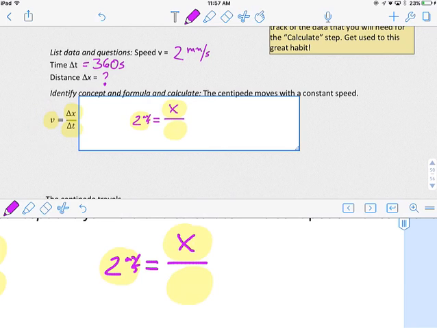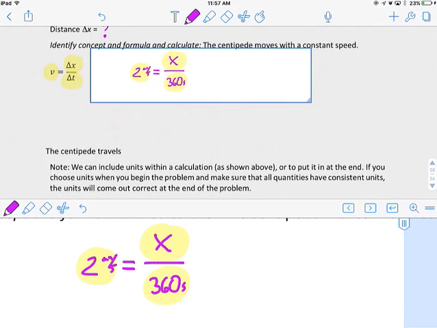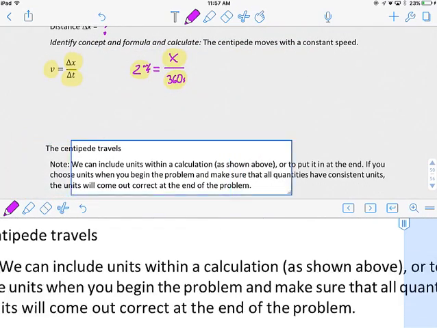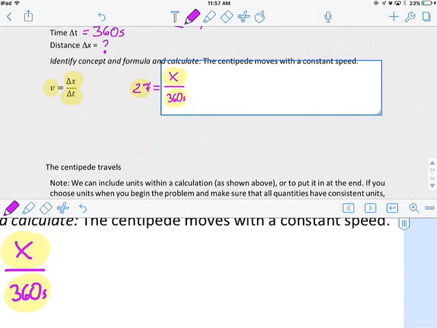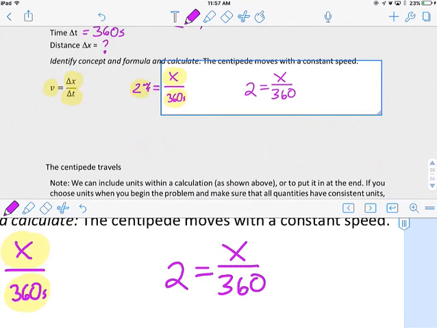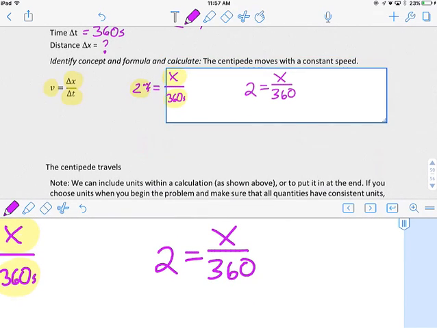And then the time is 360 seconds. Now, a lot of people have an easier time solving these. It says down here that you can include units, but sometimes it's easier to do the math without the units in the way, especially if the units confuse you. So we might write this as 2 equals x over 360. Now, everything you learned in algebra works in physics also, so we're just going to solve this exactly the same way we would in algebra class.